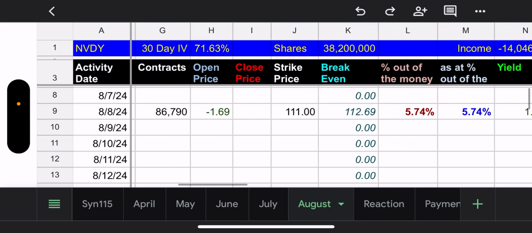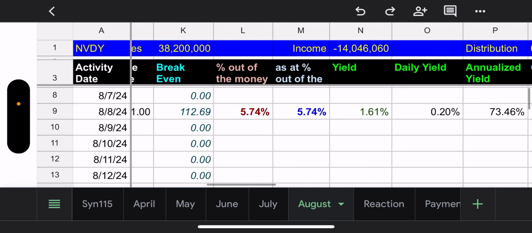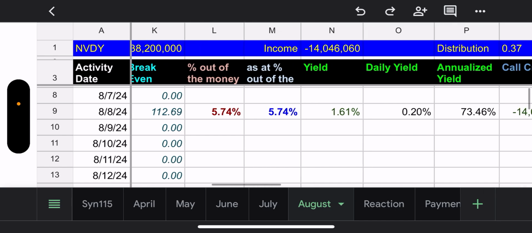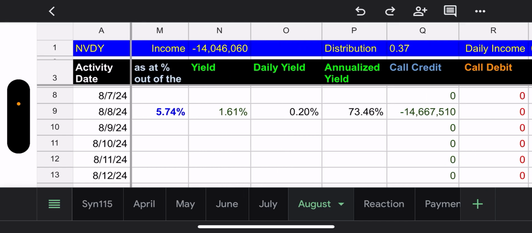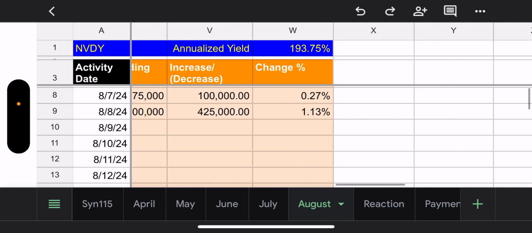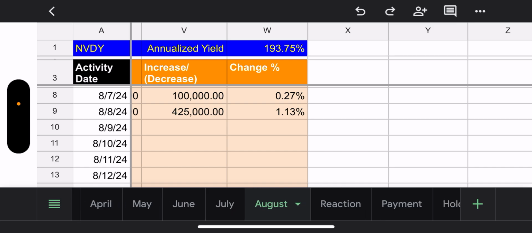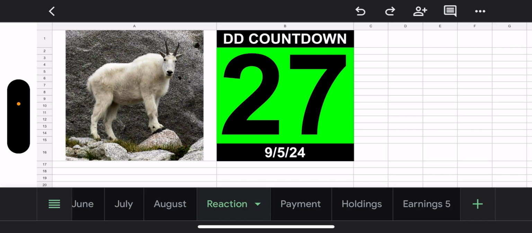Here's the recap, though. 30-day IV, 71%. Love it, love it, love it. Outstanding shares, 38.2 mil. Total net income, 14 mil. Distribution, 37 cents. Daily income, 12 cents a day. Daily yield, 0.53%. Annualize that sucker, 193.75%.